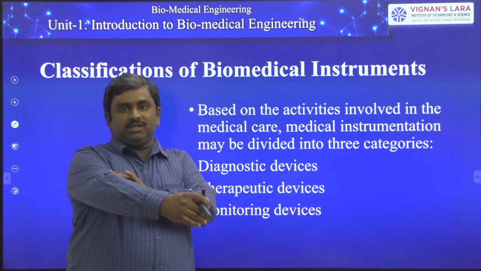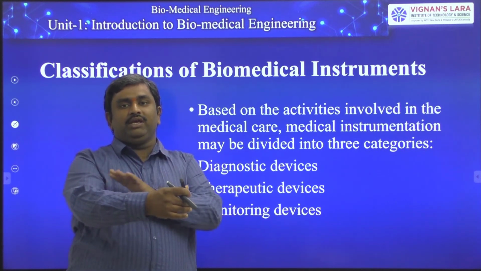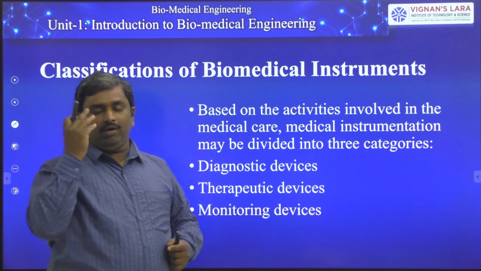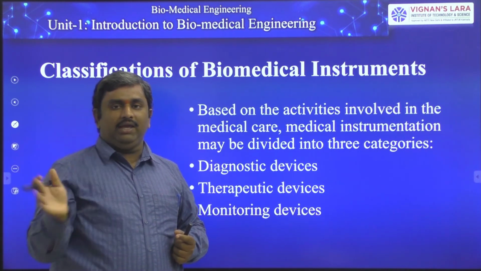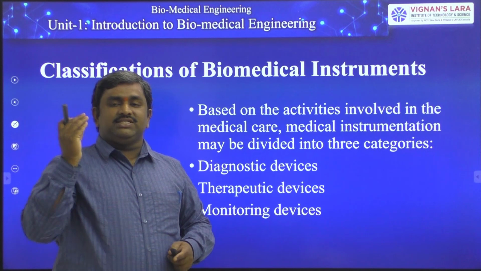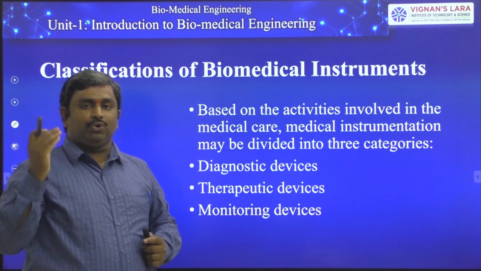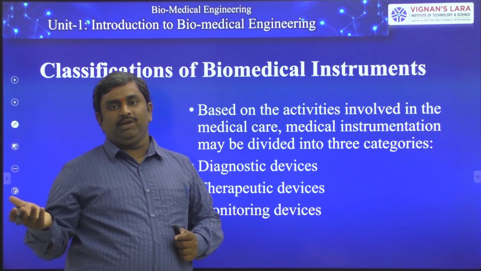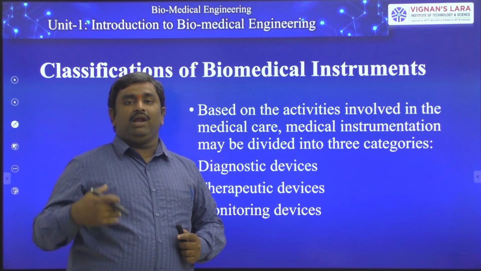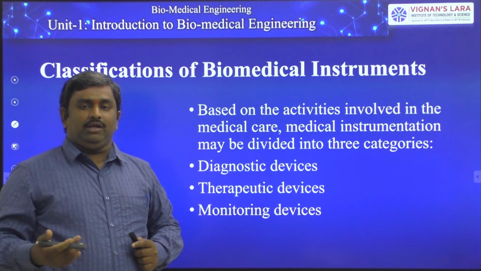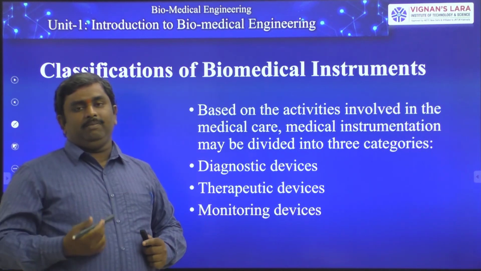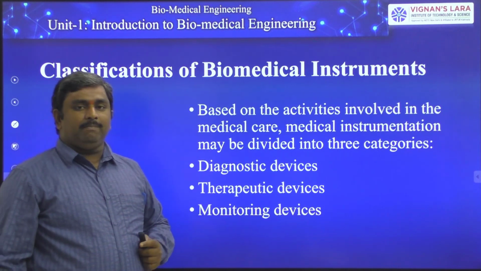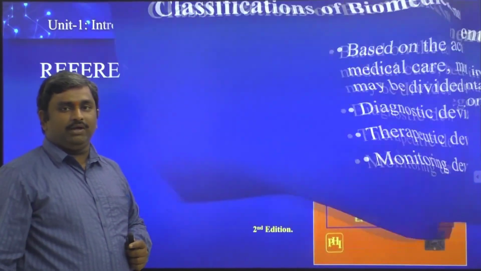If any person loses his hand, we will give an electronic hand. If he loses any organ in his body, for example, if he loses an eye, then we will give a bionic eye, that is a bioelectronic eye. Here also we will give hearing aids. Some supplementing instruments we are also implementing and designing. So this is about the complete classification of the biomedical equipment.